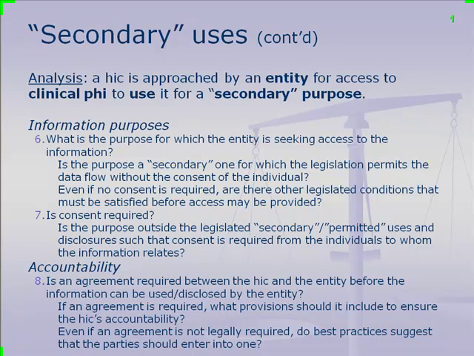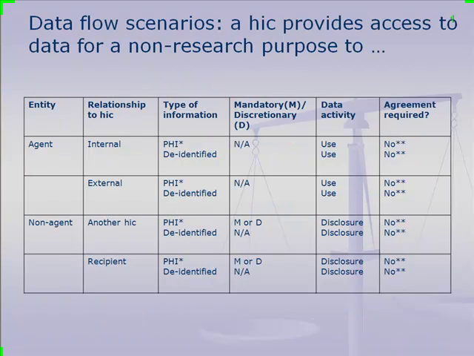But from where I sit, it's absolutely critical to have those agreements. So this is just a little table that sets out a data flow scenario. A HIC provides access to data for a non-research purpose to, and you can see, an agent, which may be internal or external. It may be PHI or de-identified PHI, and the type of disclosure, mandatory or discretionary, is not important.